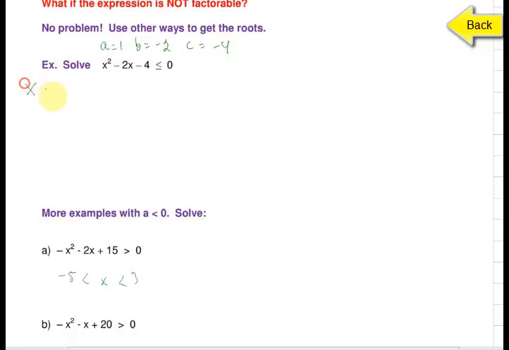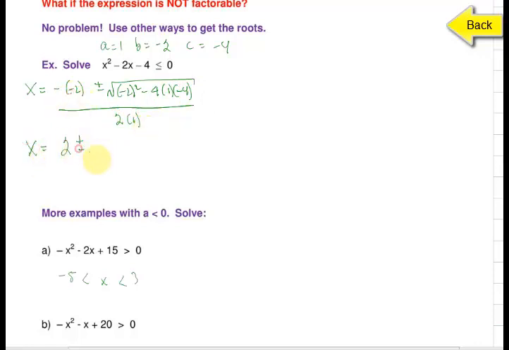So let's plug that into our quadratic formula, which is -b, so -(-2), plus or minus the square root of b squared, so (-2) squared, minus 4 times a, which is 1, times c, which is -4, divided by 2 times a, which is 1. So that gives us minus -2, which is +2. Simplify what's in the square root bracket, which is 20, divided by 2 times 1, which is 2, and so we find that x is equal to 3.2 and x is equal to -1.2.